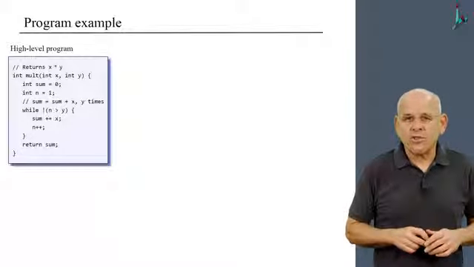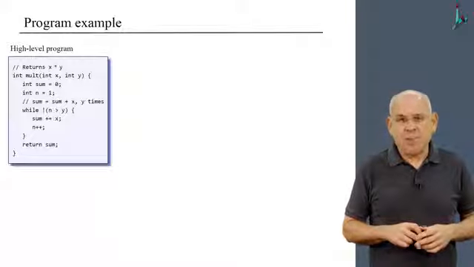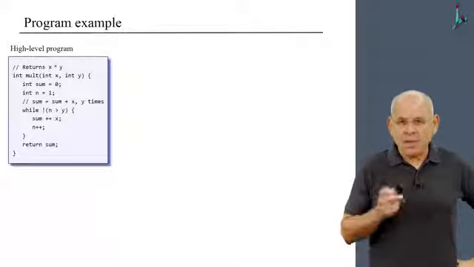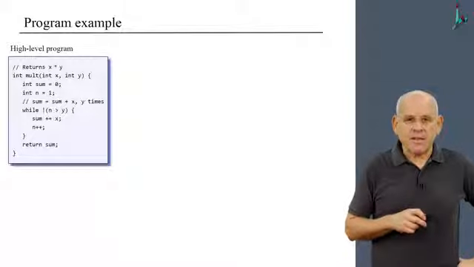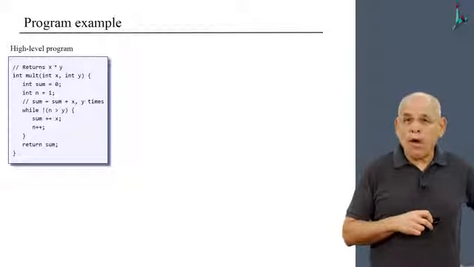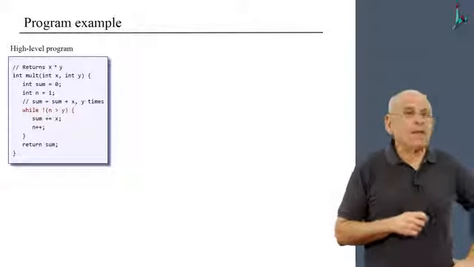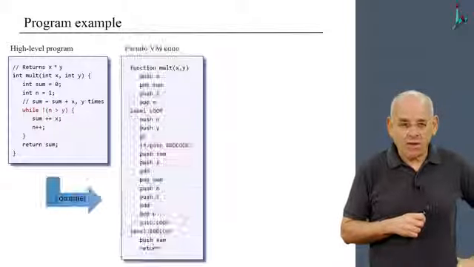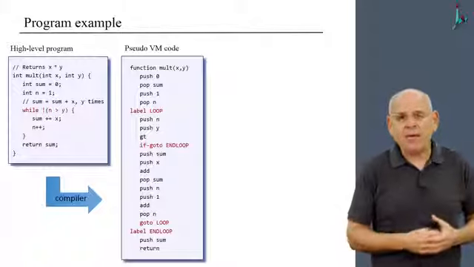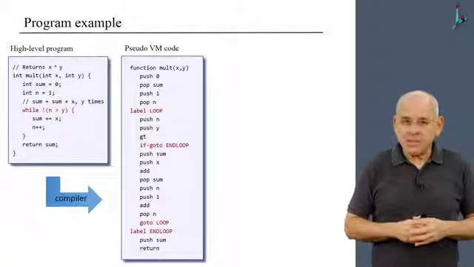Later on, we will show a dramatically more efficient implementation of multiply. All right, so this is our mult function. And we have this while loop here. And once we compile this high-level code into VM code, the compiler will generate the code that you see on the right-hand side.